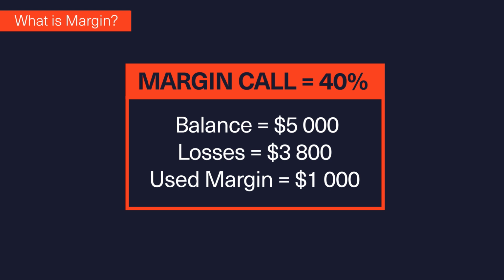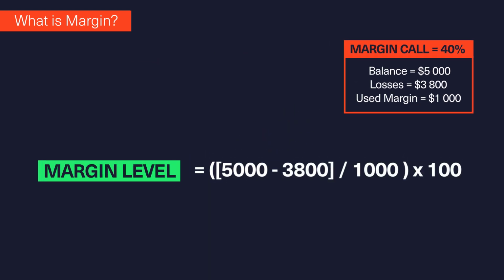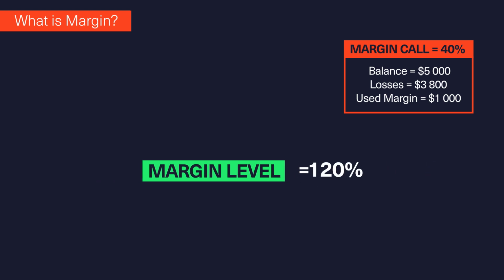In the example here, the trader is getting closer and closer to a margin call. Don't forget that your margin level is your equity divided by used margin times 100. If his margin level decreases further to 40%, he will get a margin call. So make sure always to keep an eye on your margin level, guys.